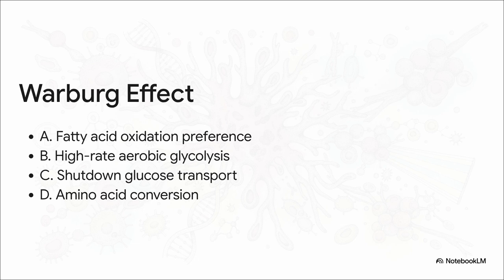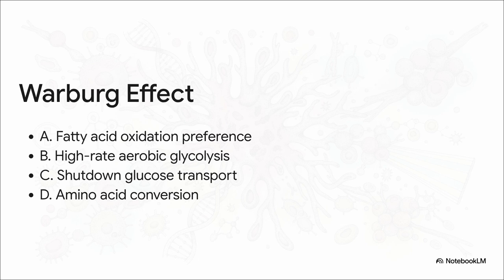C. Shutdown of glucose transport, or D. Direct conversion of amino acids? The correct answer is B. Now, the evolutionary trade-off here is fascinating. Glycolysis produces way less ATP than oxidative phosphorylation, but it happens incredibly fast. And more importantly, it rapidly generates crucial carbon skeleton intermediates.